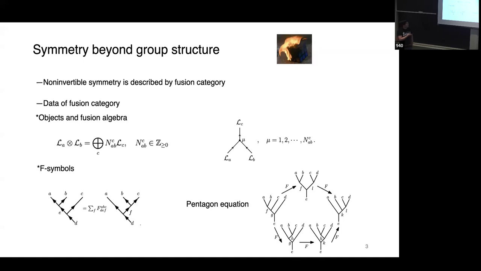And for the fusion of three symmetry lines, you can have different ways to fuse them, and they are related by the second data called F-symbols. And if you fuse four of them, using the F-symbols to go through two different fusion paths, you get the same result. This pentagon equation gives you the constraints on your F-symbol data. Together, these two data describe fusion categories and also describe your non-invertible symmetries. But in my talk, I will only focus on the objects and fusion algebras.